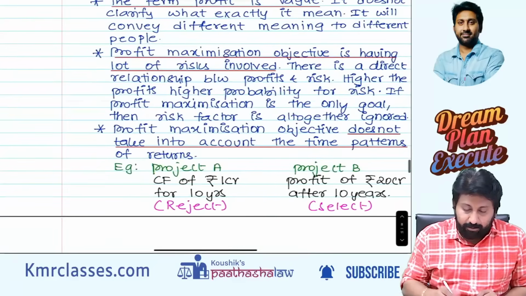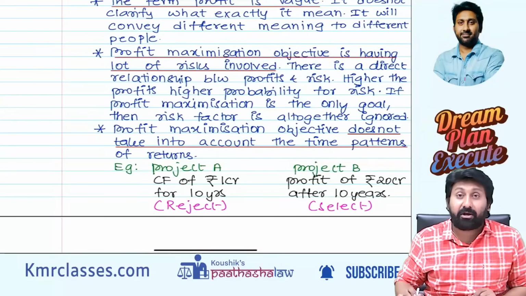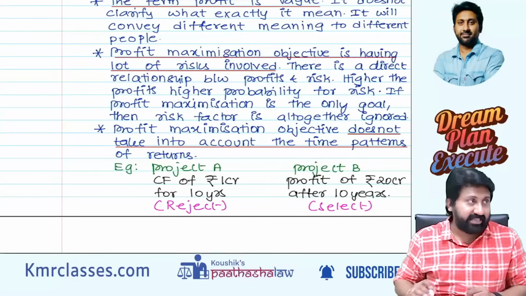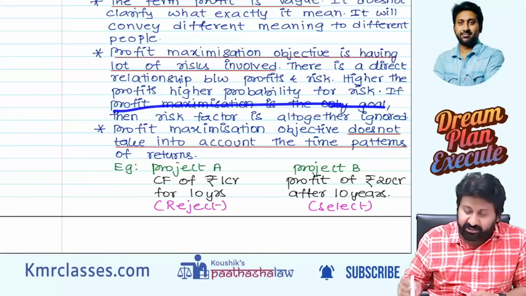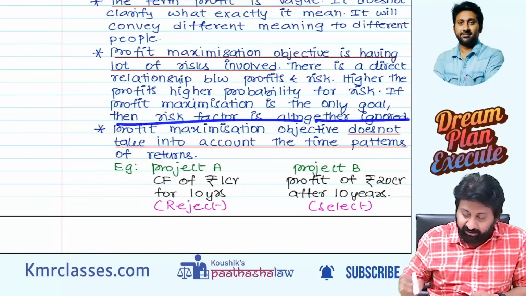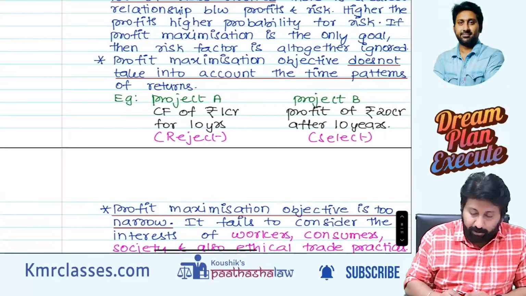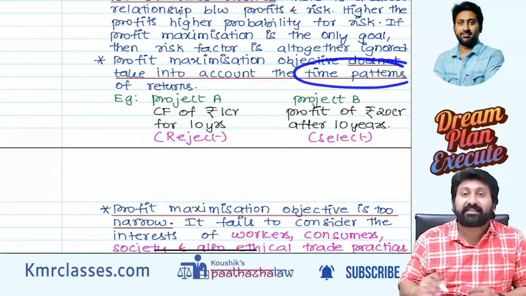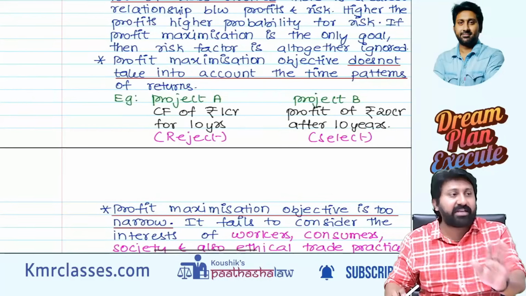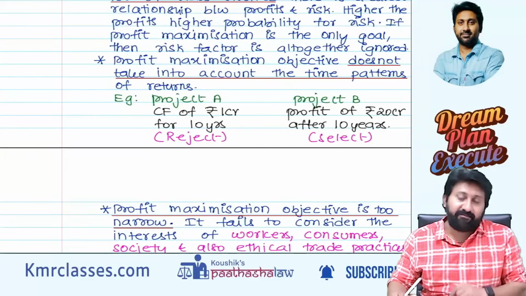Next, profit maximization objective has a lot of risk involved, because more profits, more risk. The higher the profits, the higher the probability of risk. If profit maximization is the only goal, then the risk factor will also be ignored, though it will increase. Next, profit maximization objective does not take into account the time patterns, meaning time value of money is never considered in profit. Cash flows consider time value of money.